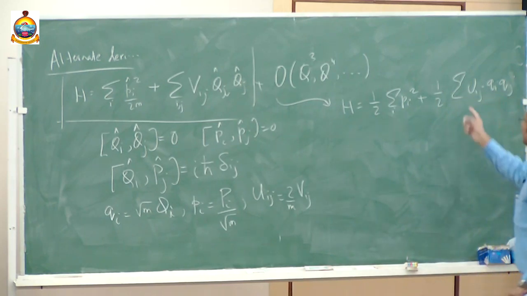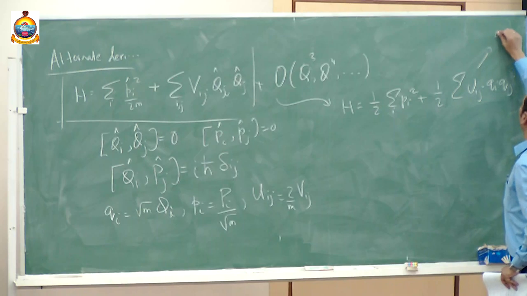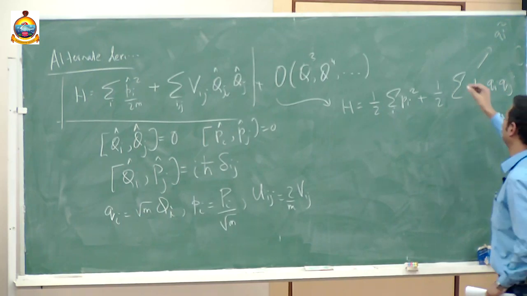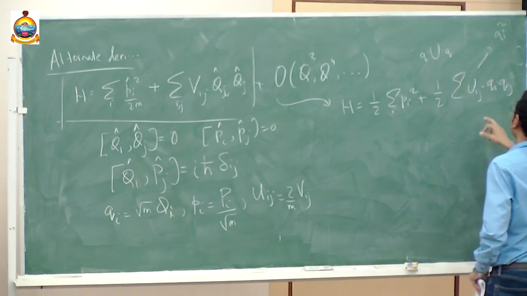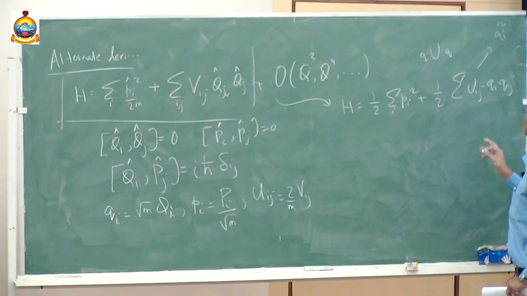This is your Hamiltonian. Now you can see what's going to happen, right? See, this thing is not yet in the harmonic oscillator form, right? This is not in the form Q i square, right? But this is exactly in a matrix form, right? If you think about it. So there's a Q, there's a U, and there's a Q. And this U is a symmetric matrix, right?